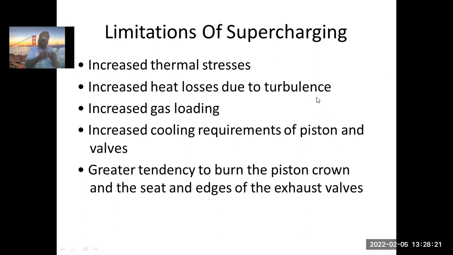That means more heat transfer is happening from the molecules to the walls, which in other words means we are getting increased heat loss due to supercharging. I hope everybody understood this particular statement: increased heat loss due to turbulence.